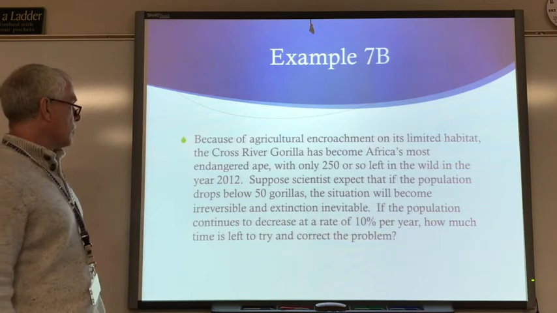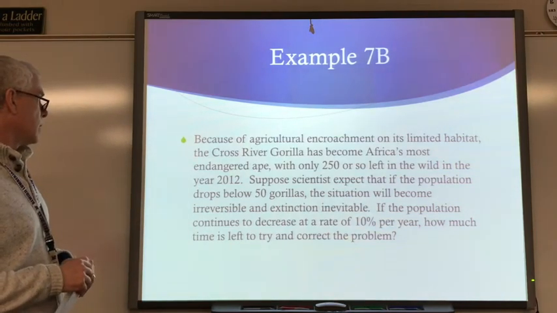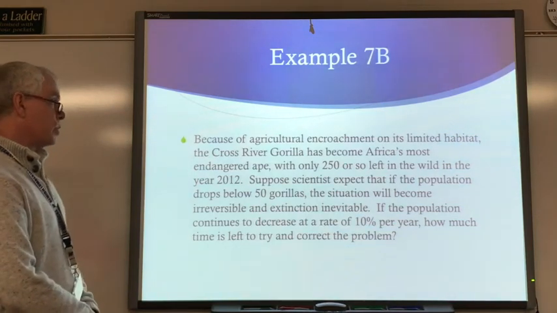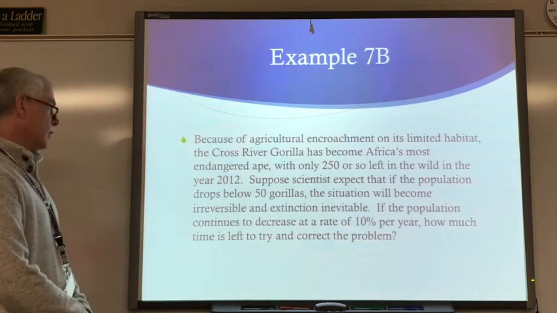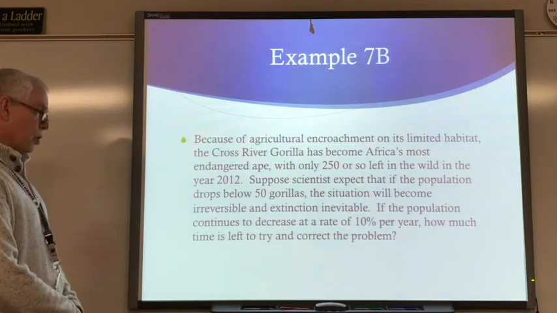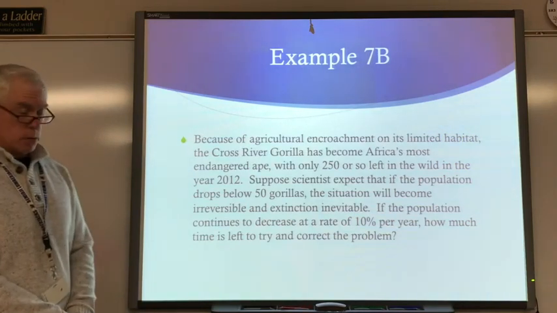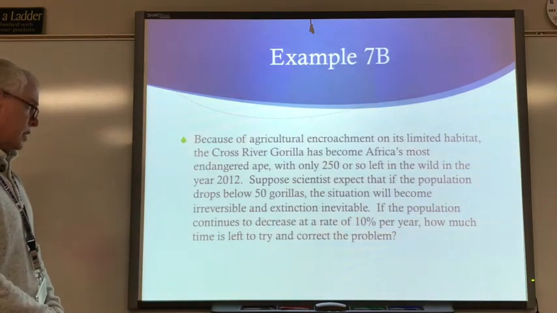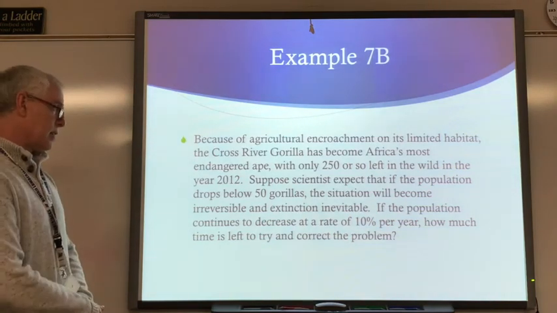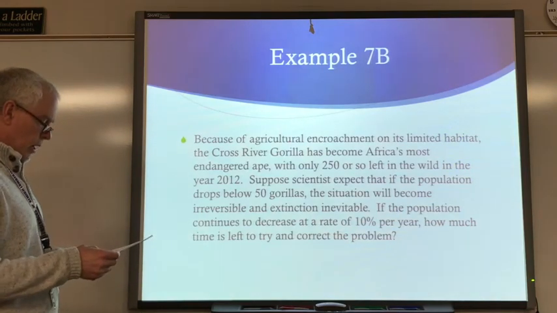And part B, because of agriculture and agricultural encroachment on its limited habitat, the Cross River gorilla has become Africa's most endangered ape, with only 250 or so left in the wild in the year 2012. Suppose scientists expect that if the population drops below 50 gorillas, the situation will become irreversible and extinction inevitable. If the population continues to decrease at a rate of 10% per year, so exponential decay this time, how much time is left to try and correct the problem?